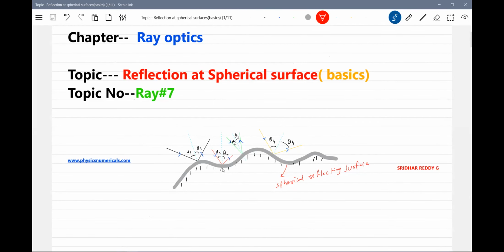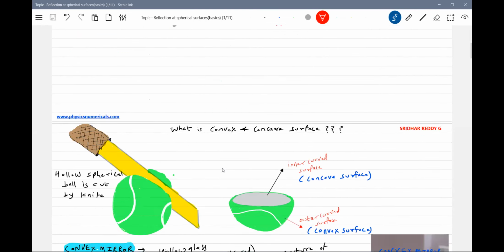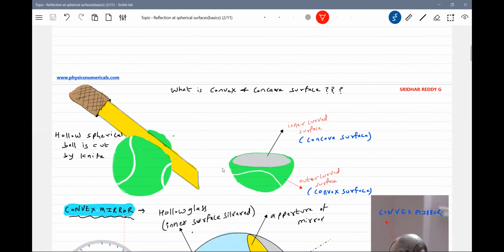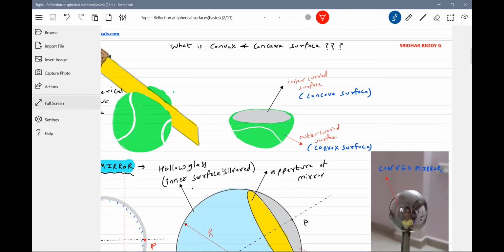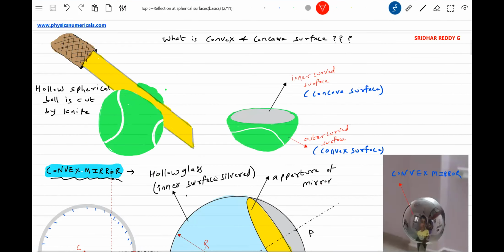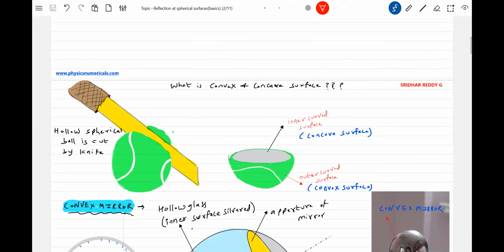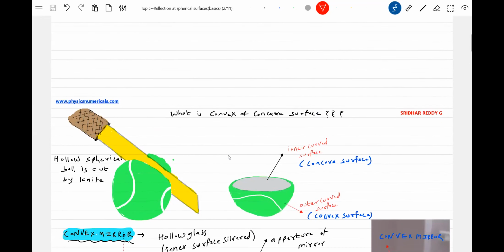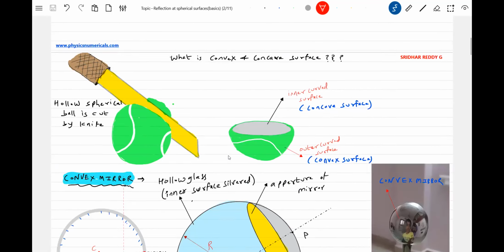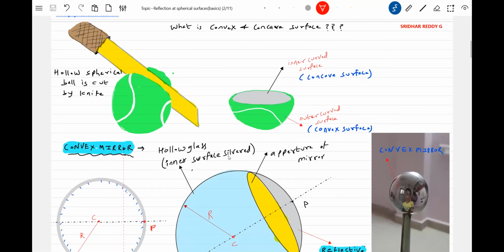Okay, now let's get into what are the best examples of the spherical reflecting surface. The convex and the concave mirror are widely used in our day-to-day life. So what do you mean by convex and concave? For those surfaces we must have a better idea. Okay, first look at this one.